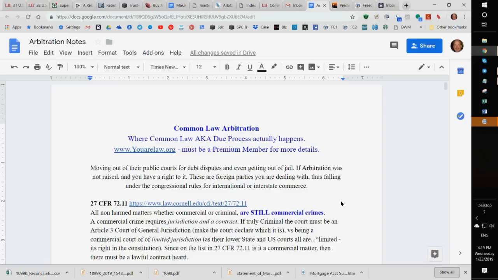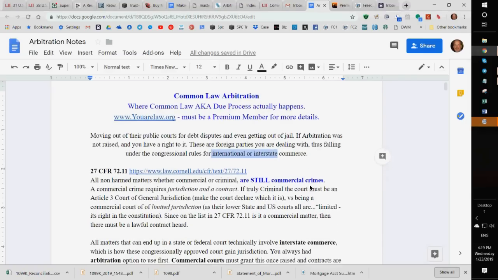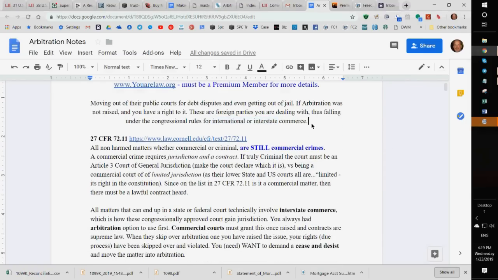But the bottom line is you're dealing with foreign parties and you're falling under congressional rules, congressional jurisdiction. And if you understand Congress, they don't regulate you and I unless the matter falls under international or interstate commerce. And what they've done is they've written a set of laws that are so broad that they almost all fall under interstate commerce. People make a lot of sovereign arguments that, oh my God, you can't touch me because this, that, and the other thing. However, if they can pull you in under international interstate commerce laws, they can.